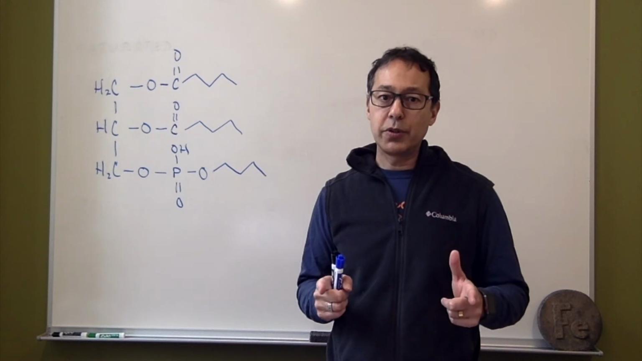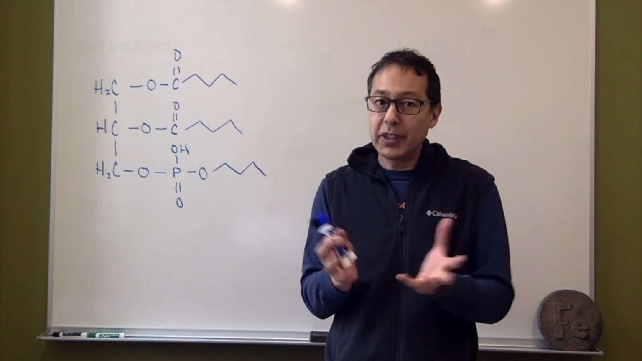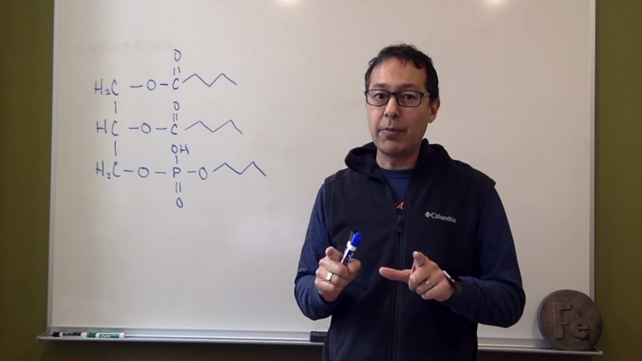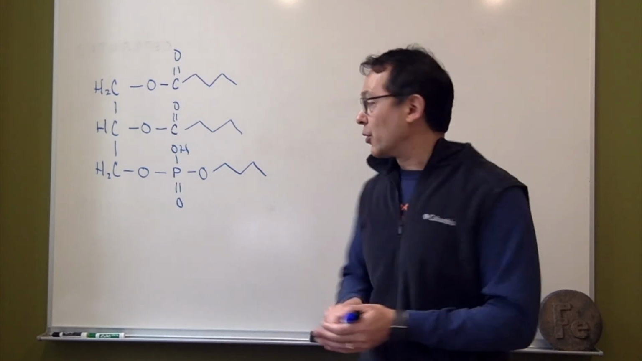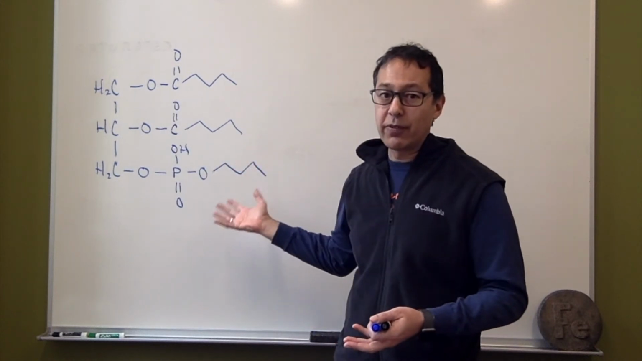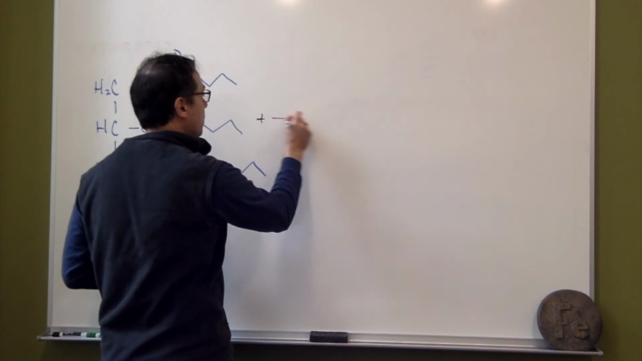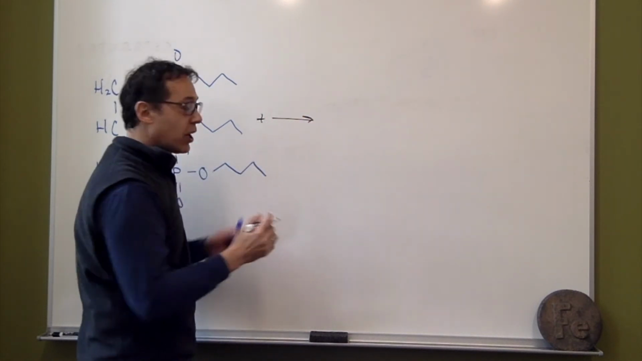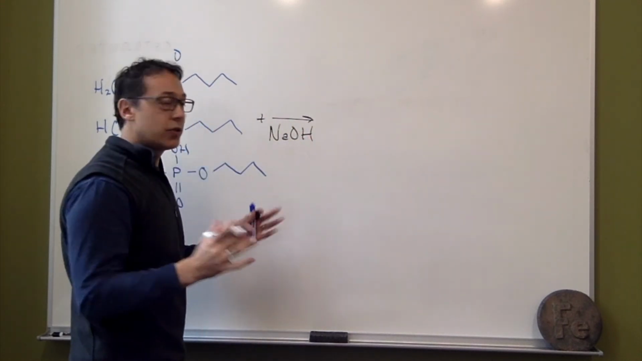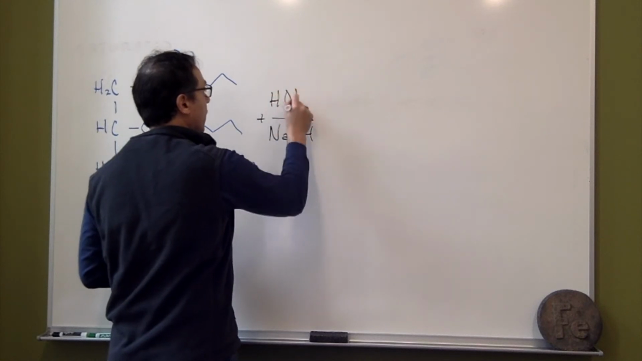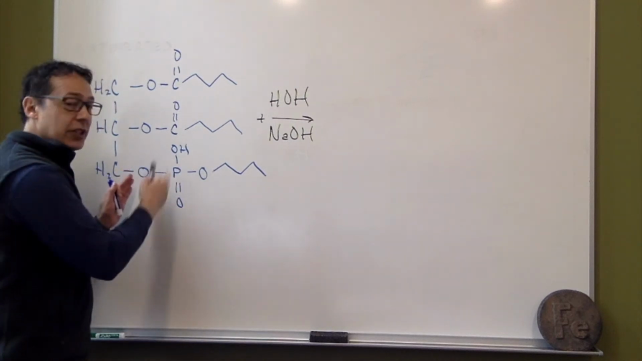Hey biochemistry students, for this example we're going to do a very similar reaction to the last example, except the difference this time is we're going to be using a strong base instead of a strong acid. So everything else is the same. We start out with a phospholipid, but we're going to be using a strong base, sodium hydroxide, NaOH, and we're going to be using water, HOH. And just like in the last problem, we're going to be breaking these ester linkages.